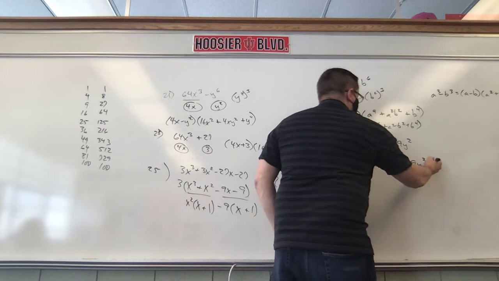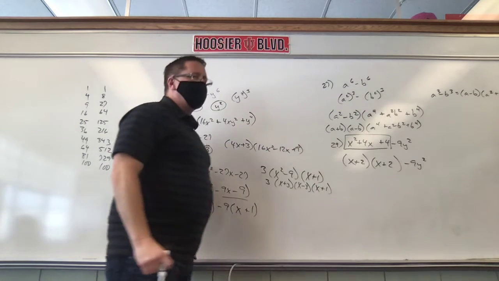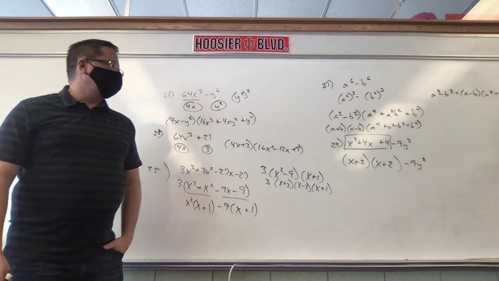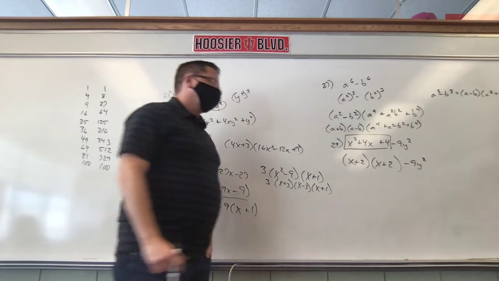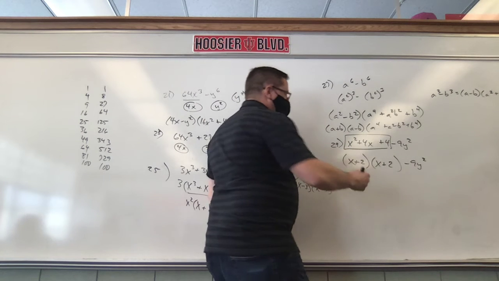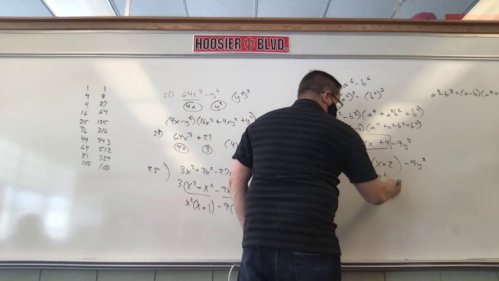Minus 9y squared. And you might be thinking, that didn't do much good. Yes, it did. What's another way of saying x plus 2 times x plus 2? X squared plus 4. Careful, don't make it harder than it is. What? X plus 2 squared? Like that? No.